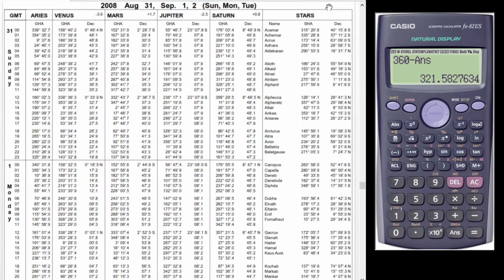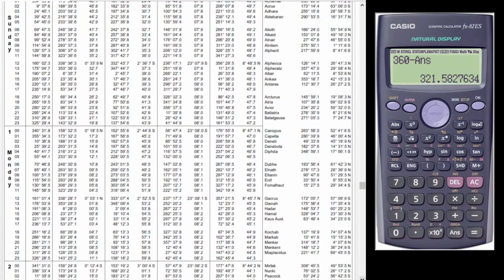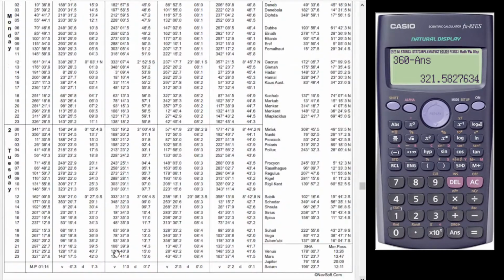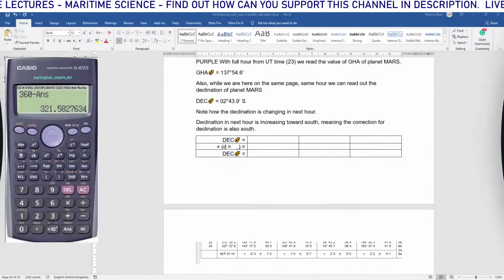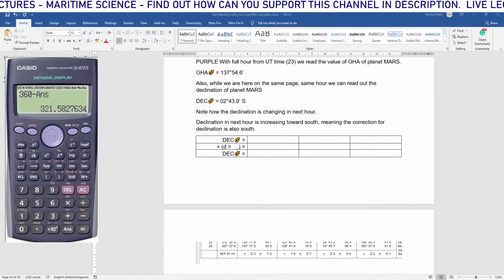So we have a page for Mars, 31st of August, and then we scroll to the bottom of the page, and let me take a screenshot of this. Okay, let's copy that into Word. So on the bottom of the column, we have this. Let's go back to Word. We have two values. We have V value and D value.